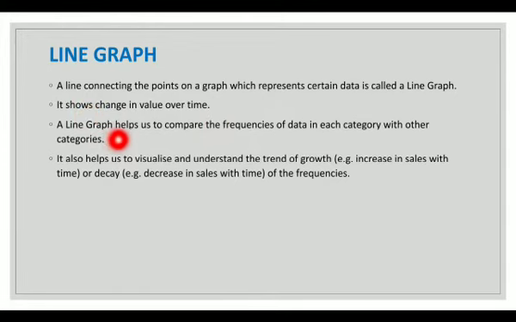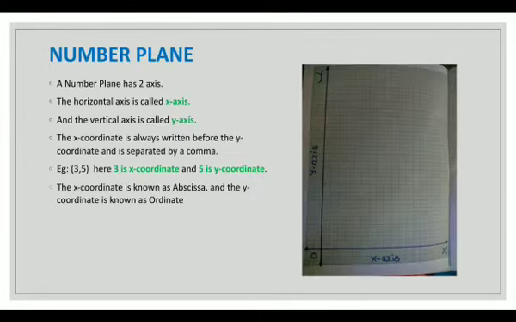A line graph helps us to compare the frequencies of data in each category with other categories. It also helps us to visualize and understand the trend of growth. For example, increase in sales with time or decay, that is decrease in sales with time of the frequencies.